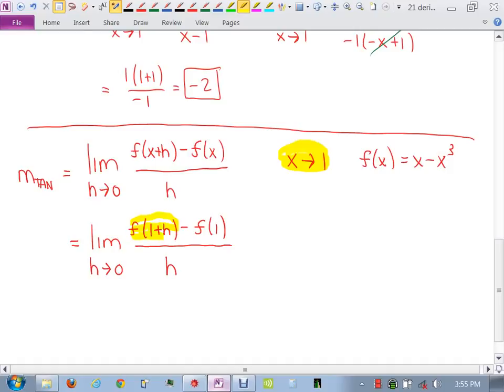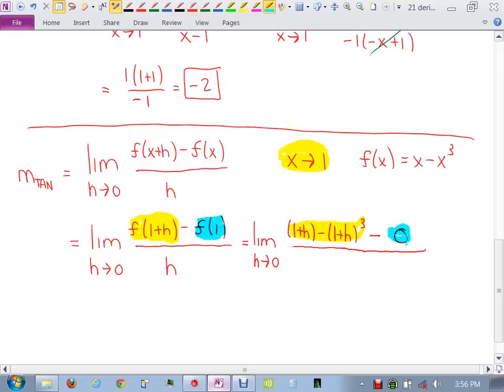What is f of 1 plus h? What would you get if you plug 1 plus h into that function over there? It's going to be ugly. Yep, 1 plus h minus 1 plus h cubed, all over... Oh, wait, I forgot something. That's just the first part. Minus f of 1. But we already know what f of 1 is, right? What's f of 1? 0. All divided by h, right?